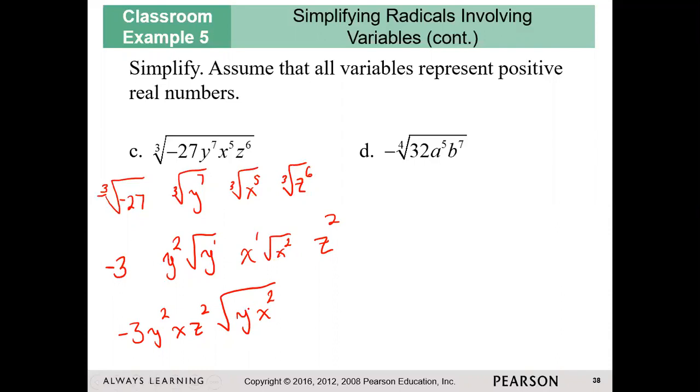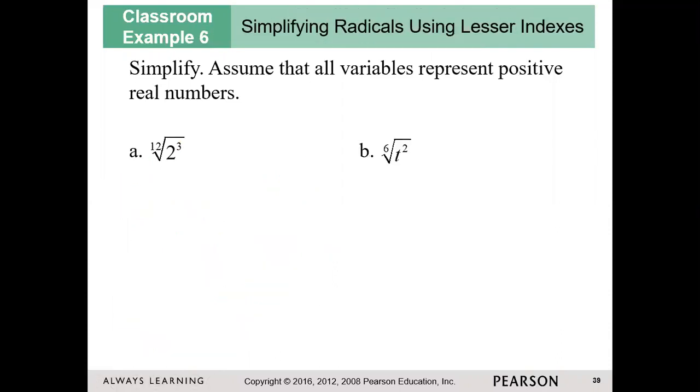Okay, as far as satisfying the condition of the exponent not being greater than or equal to the index. Obviously, there are going to be other problems where we're going to have to simplify even more, but for now, this is what we have. So we've done our job in simplifying this radical.